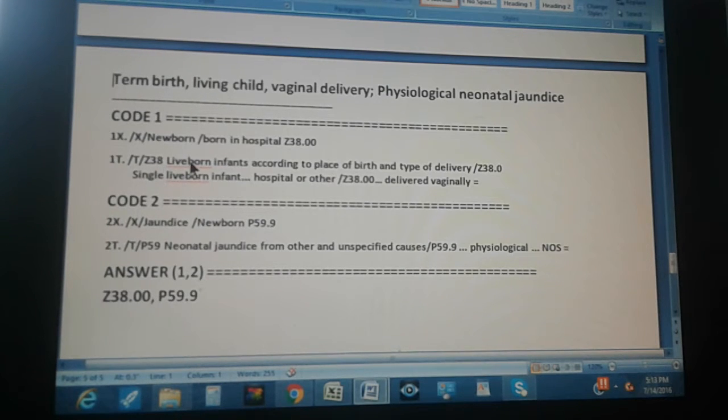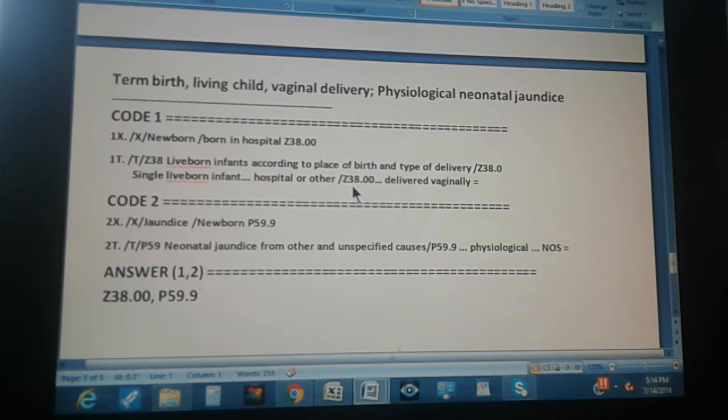C38. It's live-born infants according to place of birth and type of delivery, right? And if we add a 0, that means single live-born infant, born in a hospital or other healthcare facility. Any healthcare facility qualifies for this, right? Okay, now what happens when you add the second 0?